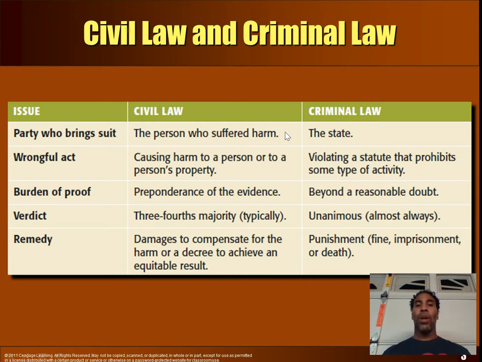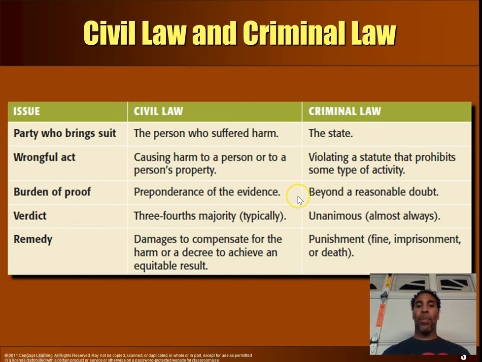in civil court. The biggest case that you always see right here in California is the case of O.J. Simpson, where he got off in criminal court but did not get off in civil court. A wrongful act is causing harm to a person or a person's property, right? So, you harm me or my property, I can bring a civil suit, but you're violating a statute that prohibits some type of activity, so that's against the state.